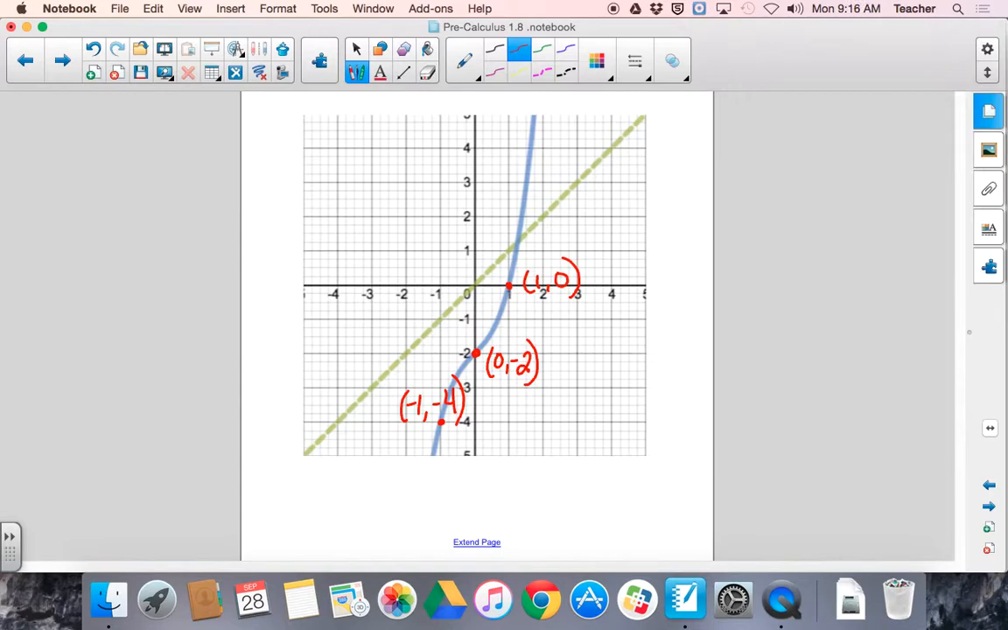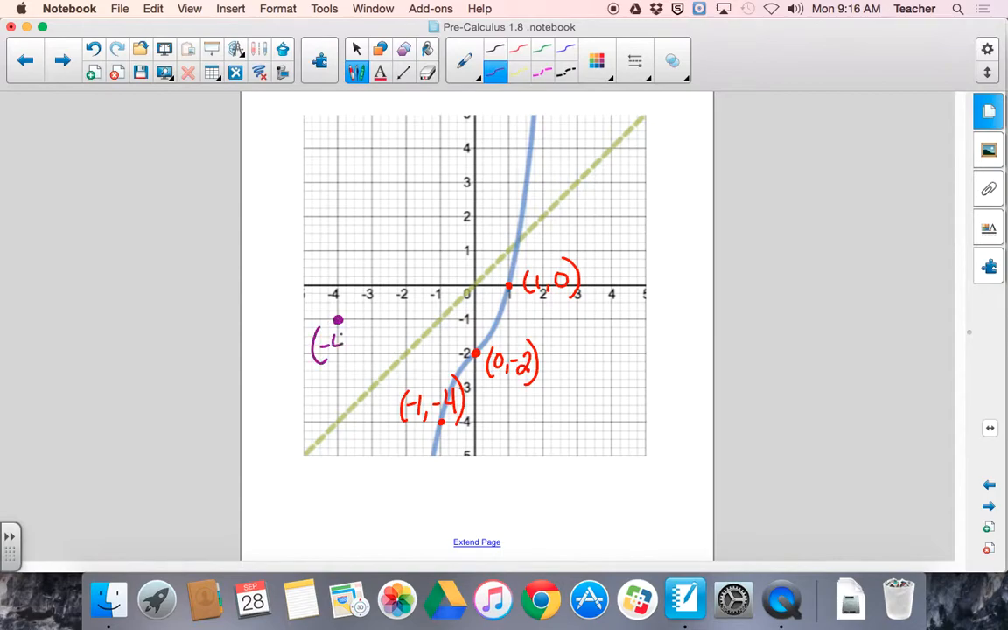So hopefully you've plotted these points on your graph, because now you're going to graph the inverse. When graphing the inverse, remember that we flip-flop our x and y values at each point. So let's start with the one here on the left, -1, -4. When I switch places, I end up with the point -4, -1.